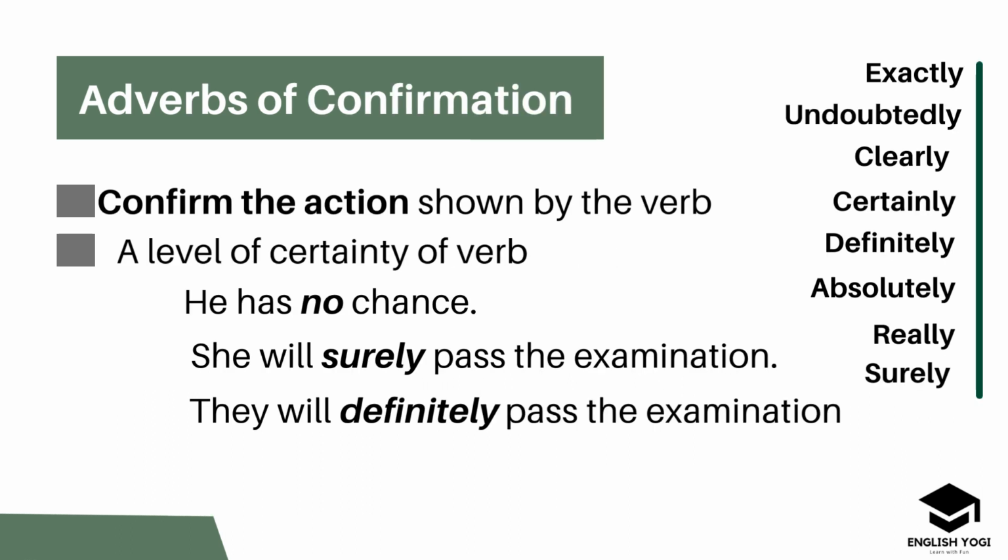Next type of adverb is adverbs of confirmation. The word itself shows the meaning, confirmation. So it confirms the action shown by the verb. It shows the certainty of the verb. For example, he has no chance. So the word "no" is the adverb of confirmation. He will surely pass the exam. That is also an adverb of confirmation. They will definitely pass the exam. So definitely, surely, and no are adverbs of confirmation.